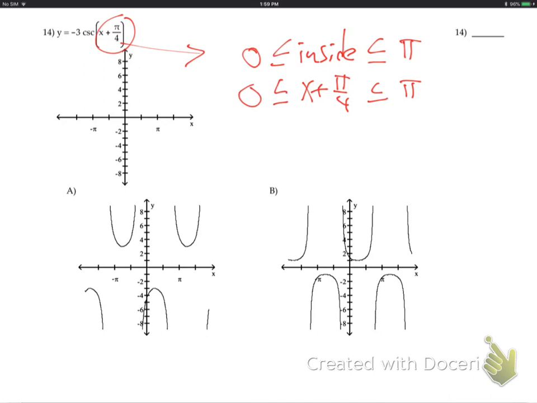So how are we going to solve? X is saying what he's always saying, I want to be alone. So what do we do to get x alone?